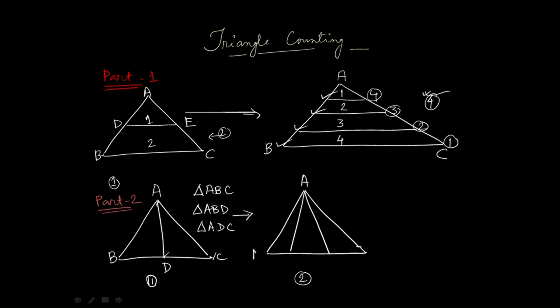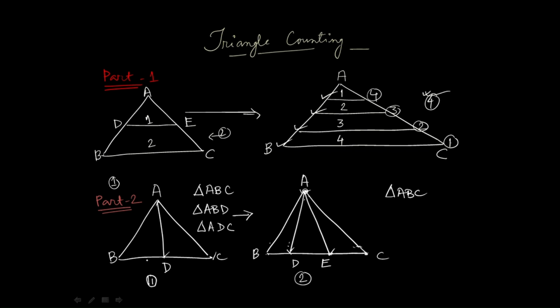Suppose it is A, B, C, D, E, right? So here you will find ABD, then ABC is a triangle which can be seen. After that ABD, ABE, okay, then ADE, next ADC, and then AEC and also ACD. So there are many triangles inside this second figure, okay?